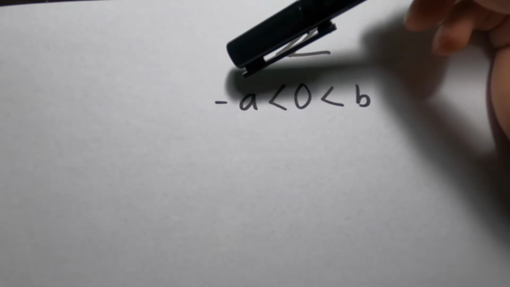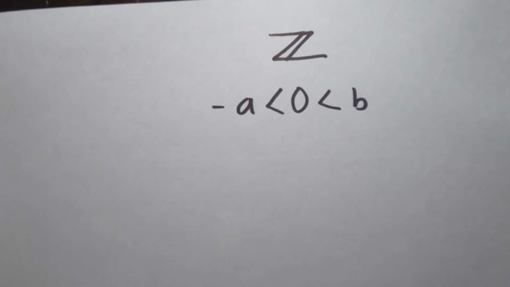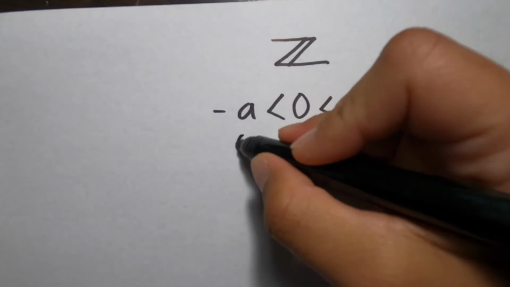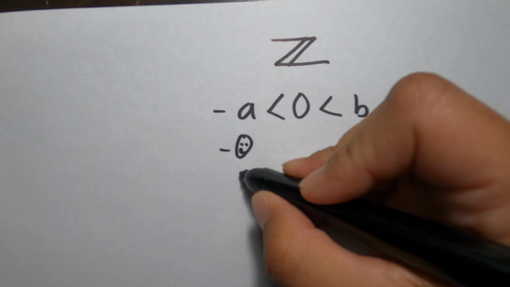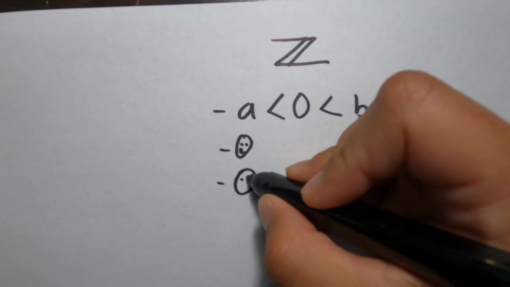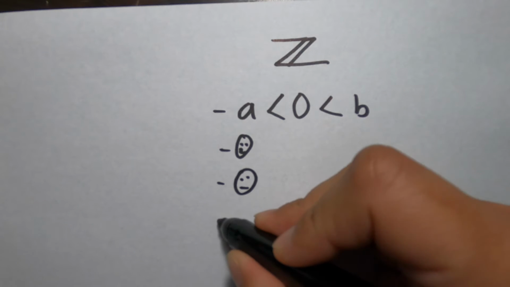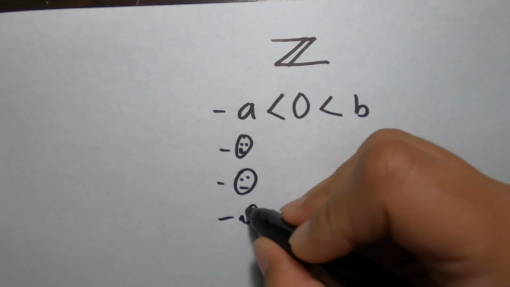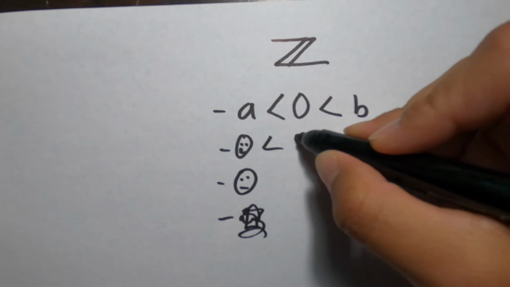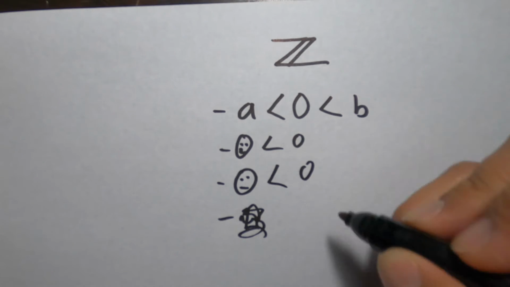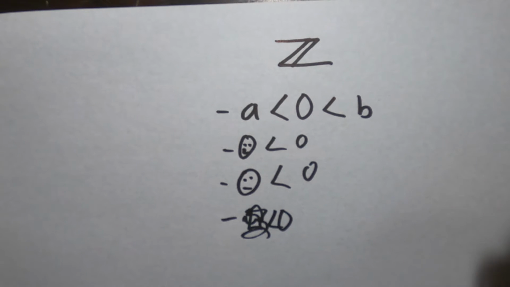So again, don't get nervous about A. It doesn't matter what this is. It could be a smiley face, a negative smiley face, or it could be a negative confused face, or it could be a negative squiggly line going everywhere. That's still going to be less than 0. The squiggly line is less than 0.